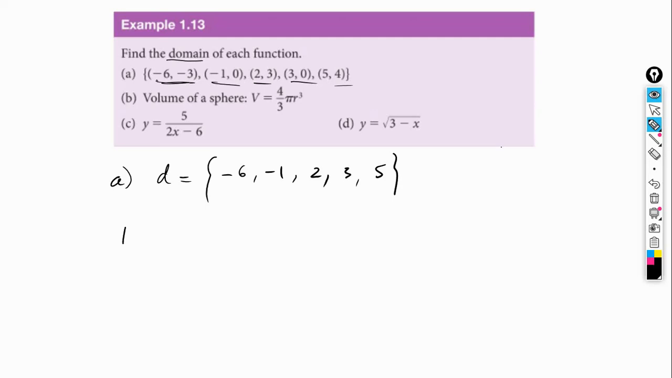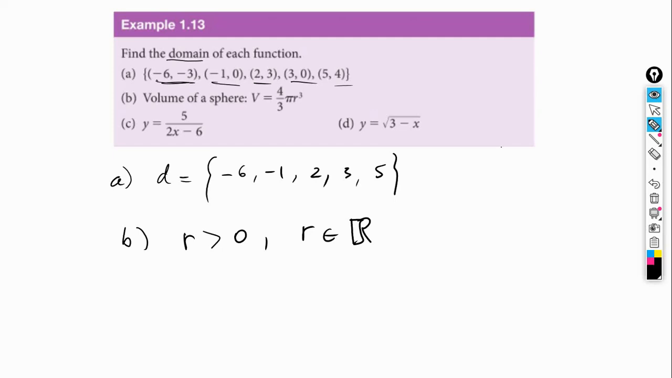For B, they talk about the volume of a sphere. And notice that it's the volume in terms of r, the radius. So the domain is going to be determined by the radius. And because we're talking about volumes, the radius must be any number greater than 0, with r belonging to the real numbers. So that would be the domain of the volume of a sphere.